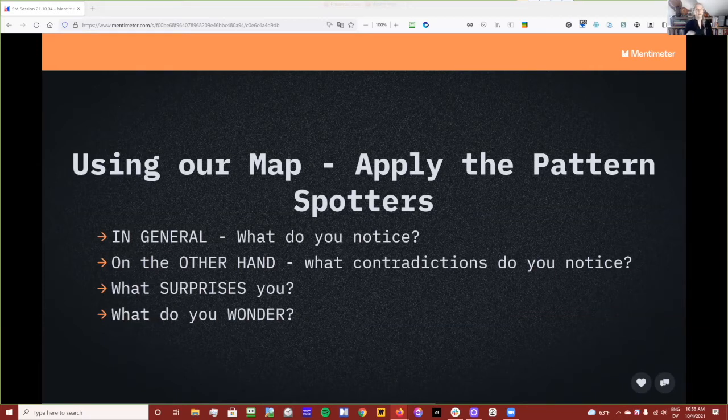Pick one of them and go through that view together and apply the pattern spotters. So in general, looking at that map, what do you notice? What contradictions? What, on the other hand, from what you notice, what's there? What surprises you, and what do you wonder? Just take your time and don't feel like there are any correct answers, or if you don't see anything, just lean on the others, and we'll come back in 15 minutes and talk about it. Are there any questions?